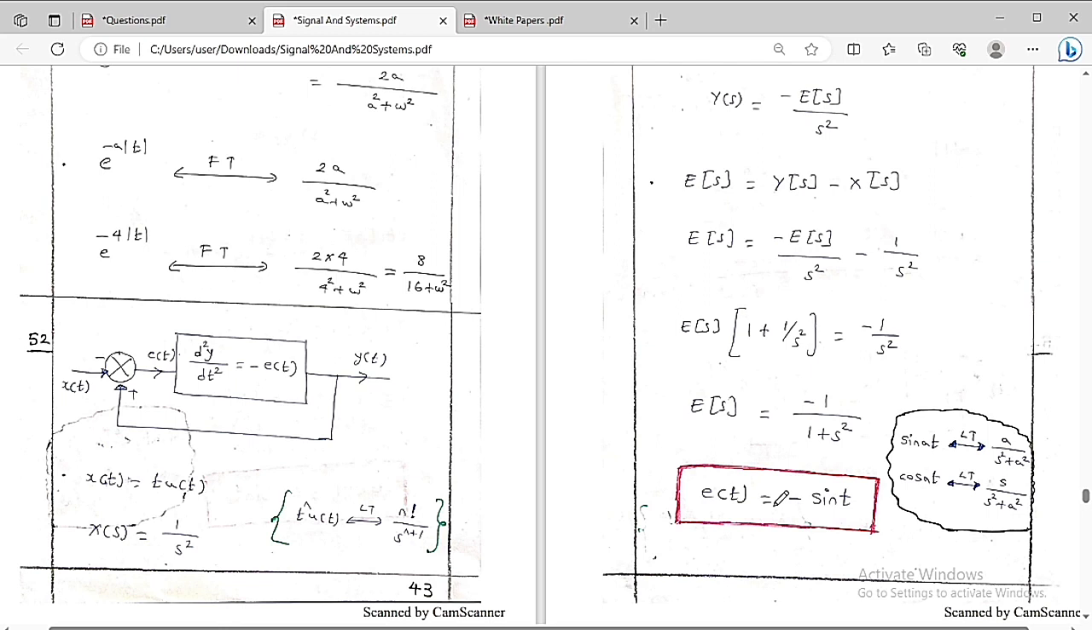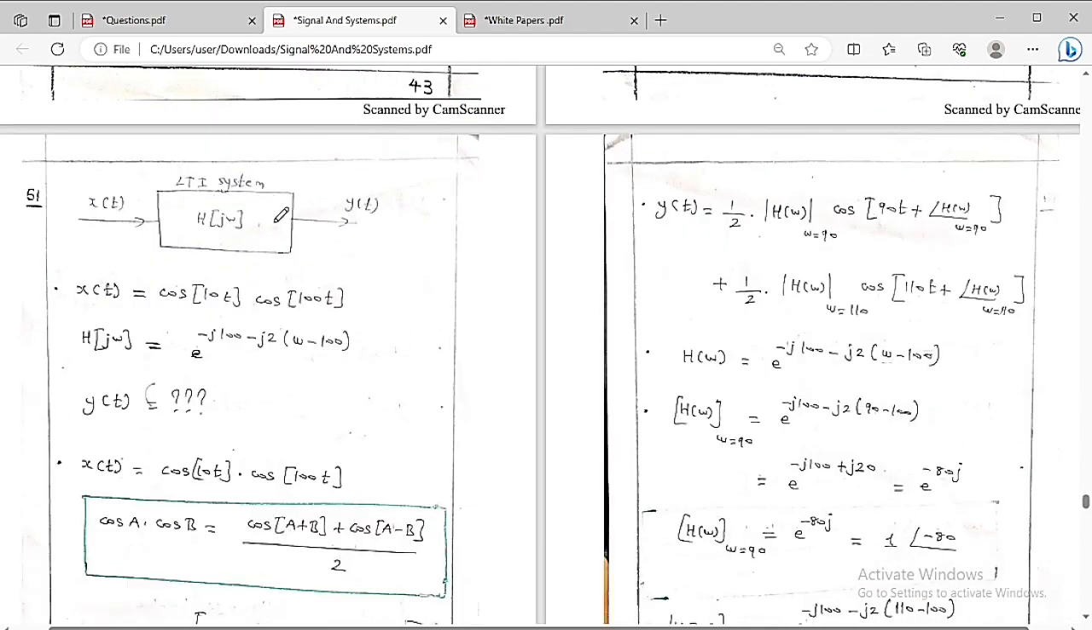Finally, always remember that for t to the power of n into u of t, the Laplace transform is n factorial by s to the power of n plus 1. For sin at, the Laplace transform is a by s square plus a square, and for cos at it is s by s square plus a square. These formulas you always have to keep in your mind. So this is the correct solution of this question.